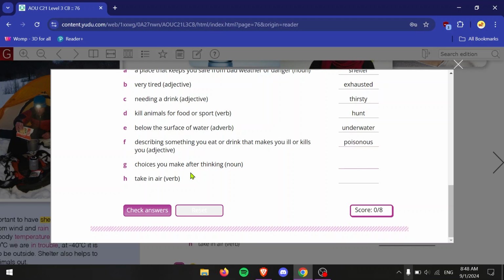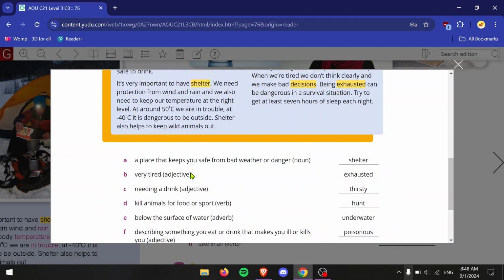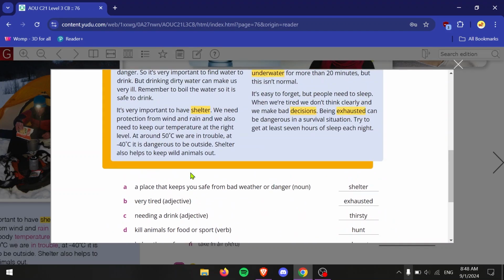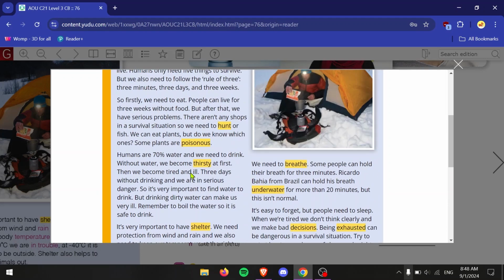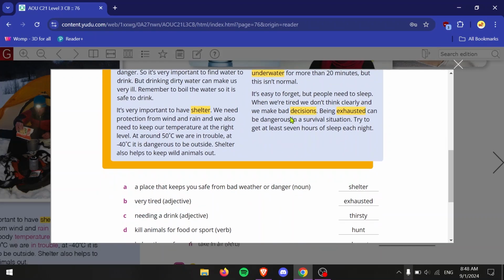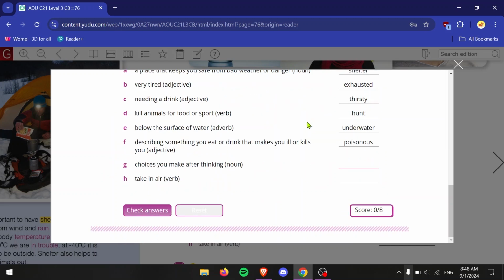Poisonous. Choices you make after thinking. So when you think for a while and then you make a decision based on the thinking that you've made, this is called decision or decisions. We make bad decisions. Actually, let me read that from the start. It's easy to forget, but people need sleep. When we're tired, we don't think clearly and we make bad decisions. So you make bad choices, basically.